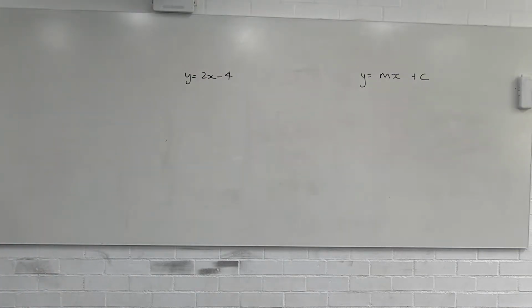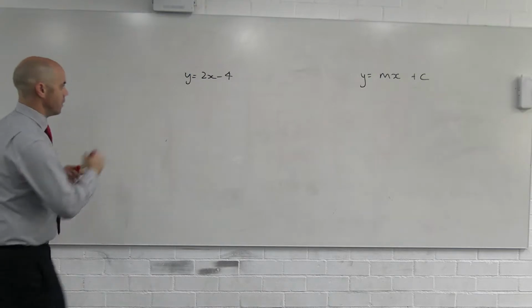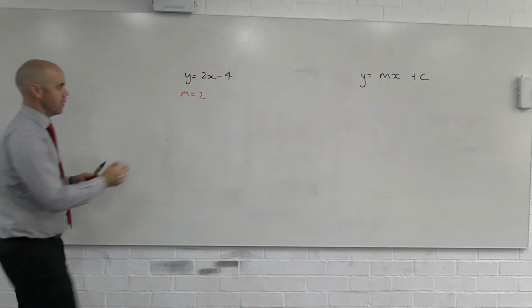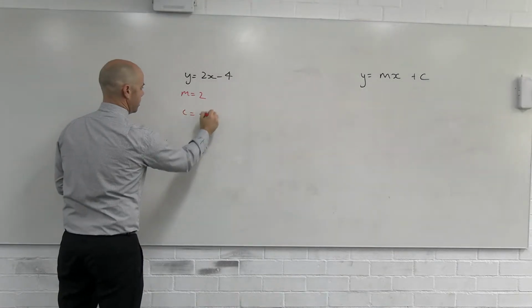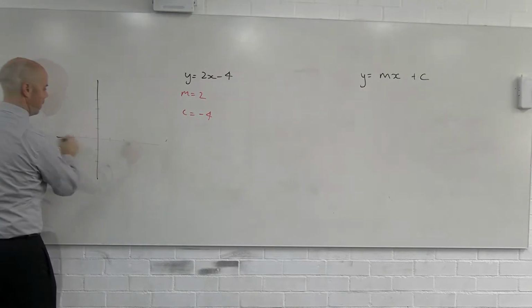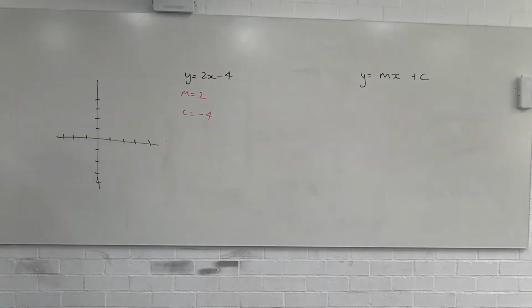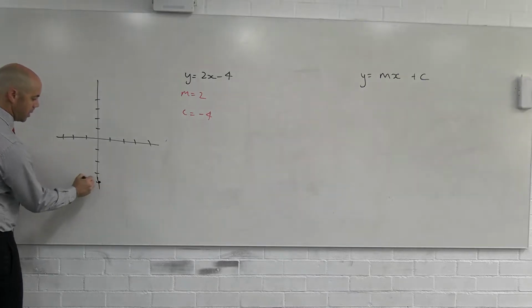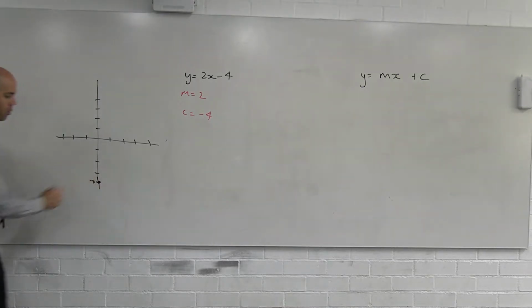So, if I were to give you this equation and ask you to draw it, immediately we should be able to see that the gradient of this equation is 2 and the intercept of this equation is -4. So, we go to our graph. First of all, we put our intercept in. So these are the steps we go. We put our intercept in first. So it goes at -4. So it's going to cross the vertical axis at -4.